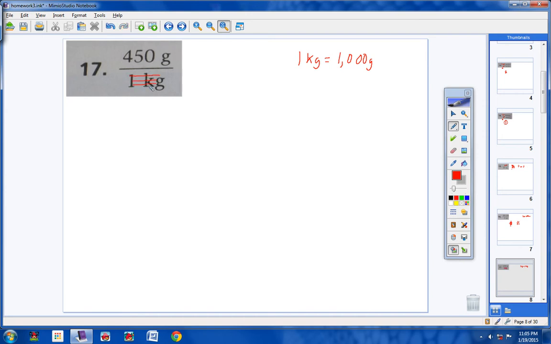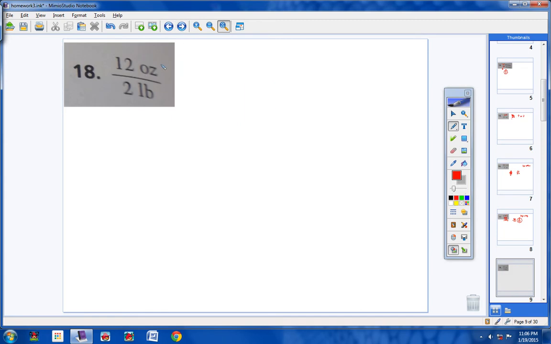So 1 kilogram equals 1,000 grams. So now I have 450 over 1,000. So cross off a 0, and now I'm left with 450 over 100. Well, 5 goes into both of those, and you end up with 9 over 20, 9/20. Okay? So again, what we're trying to do here for numbers 15 through 18 is make sure that you're comparing the same unit of measurement with the same unit of measurement. Okay? Alright, number 18, we have ounces and pounds.